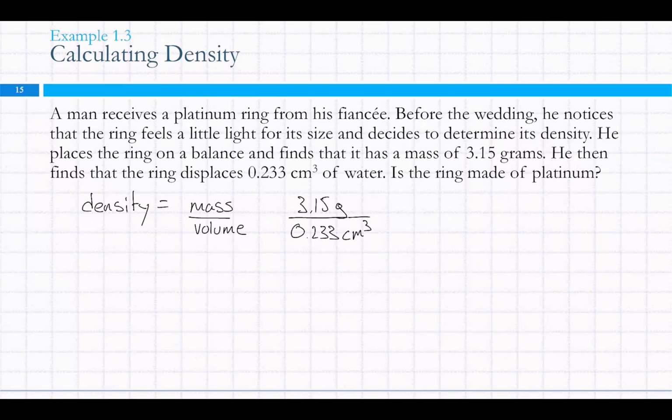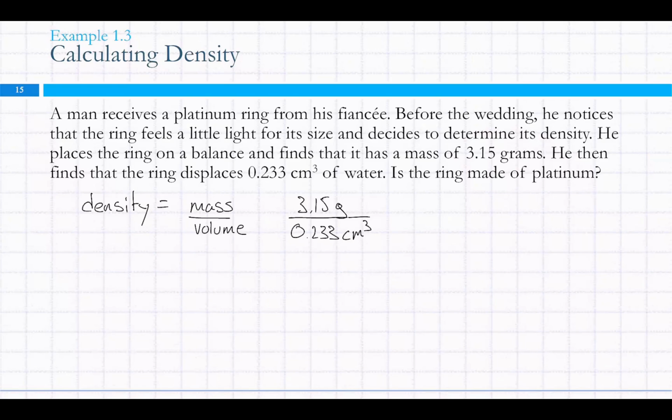So if I divide grams by centimeters cubed, what happens to those units? Yeah, it'll become grams per centimeter cubed. They don't go anywhere because they're different units.